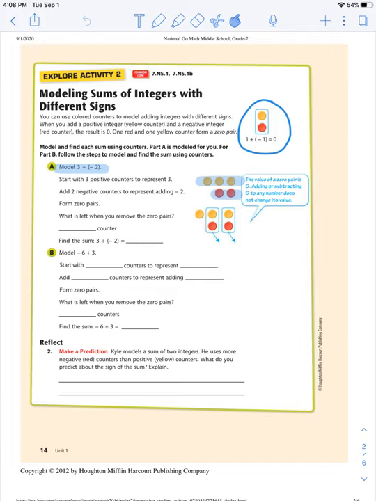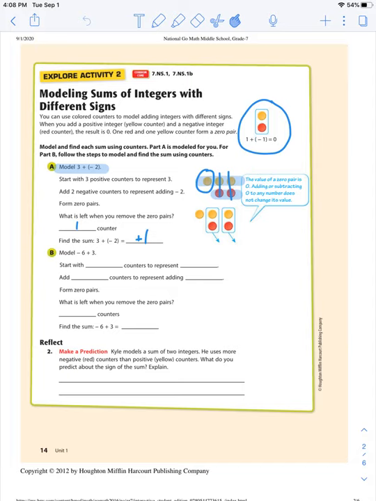So when I have 3 yellow counters and 2 red counters, I'm going to go through these and I'm going to cross off the 0 pairs. And then I have 1 yellow left. So I'm going to write down 1 counter, and because it's yellow, the sum of 3 plus negative 2 is positive 1.